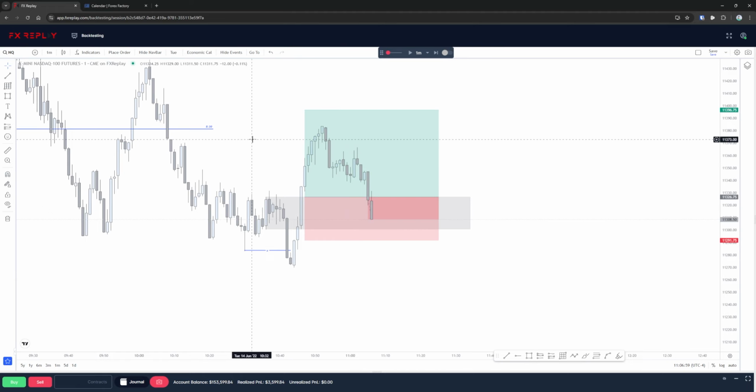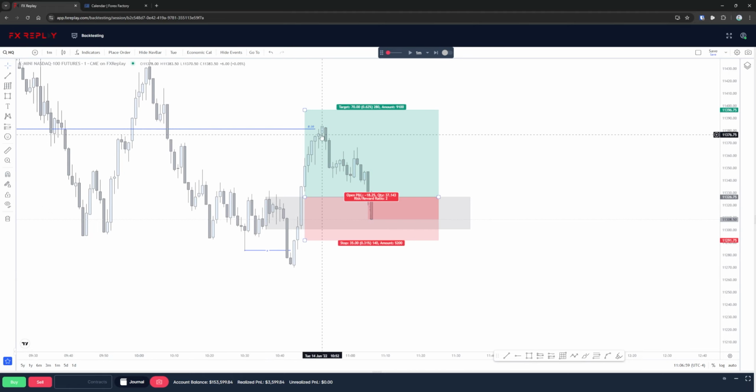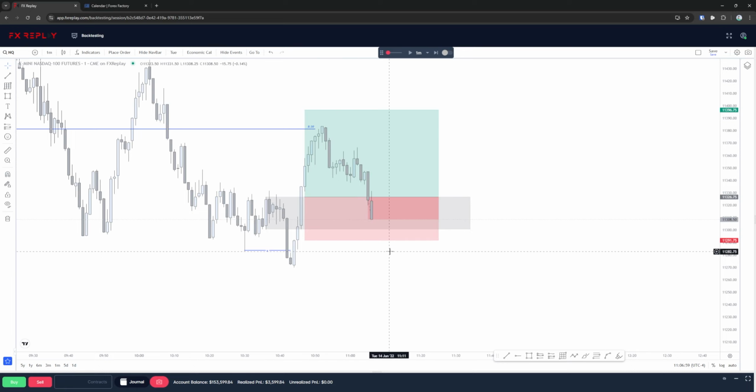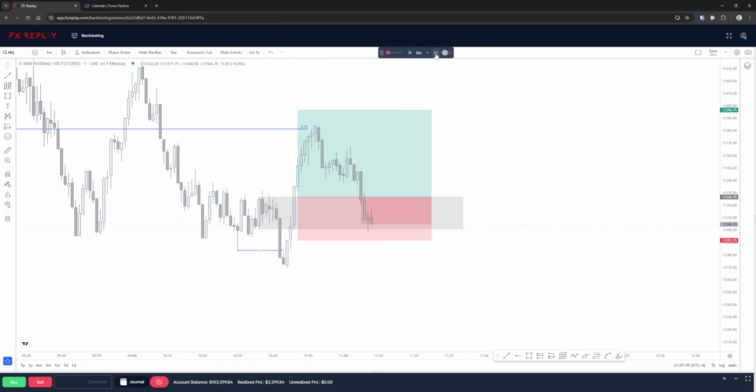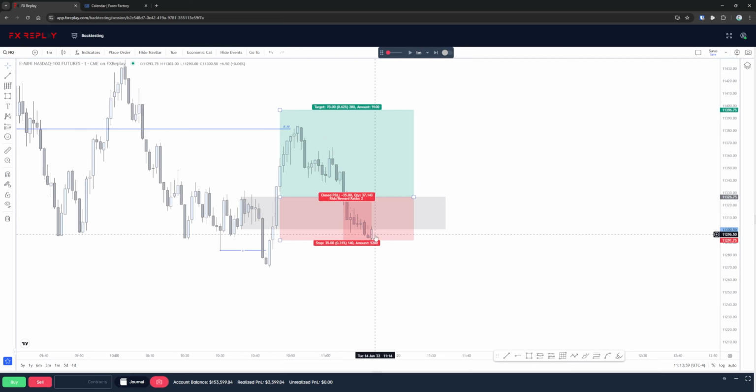Tapped in here. Again, 8:30 open. Do you see what I said about 8:30 open? How it's either going to be used as support or resistance. Clearly here, it's using it as resistance. This will, I think, go stop loss. And it goes to stop loss.